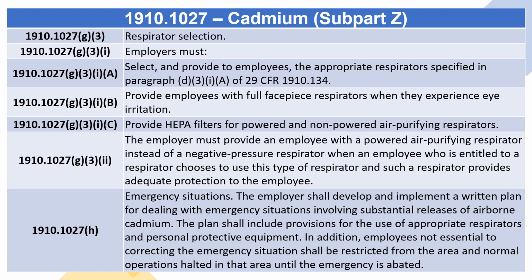1910.1027 H. Emergency situations. The employer shall develop and implement a written plan for dealing with emergency situations involving substantial releases of airborne cadmium. The plan shall include provisions for the use of appropriate respirators and personal protective equipment. In addition, employees not essential to correcting the emergency situation shall be restricted from the area and normal operations halted in that area until the emergency is abated.